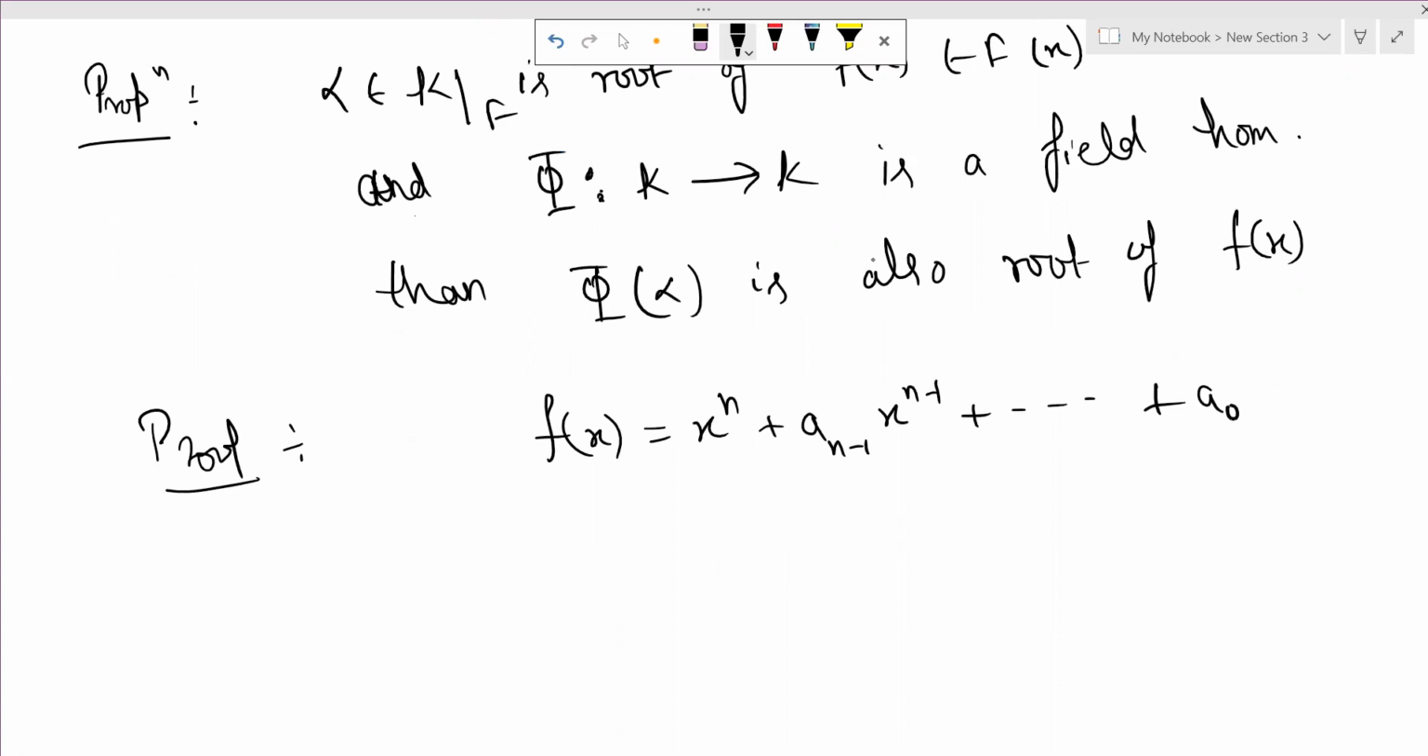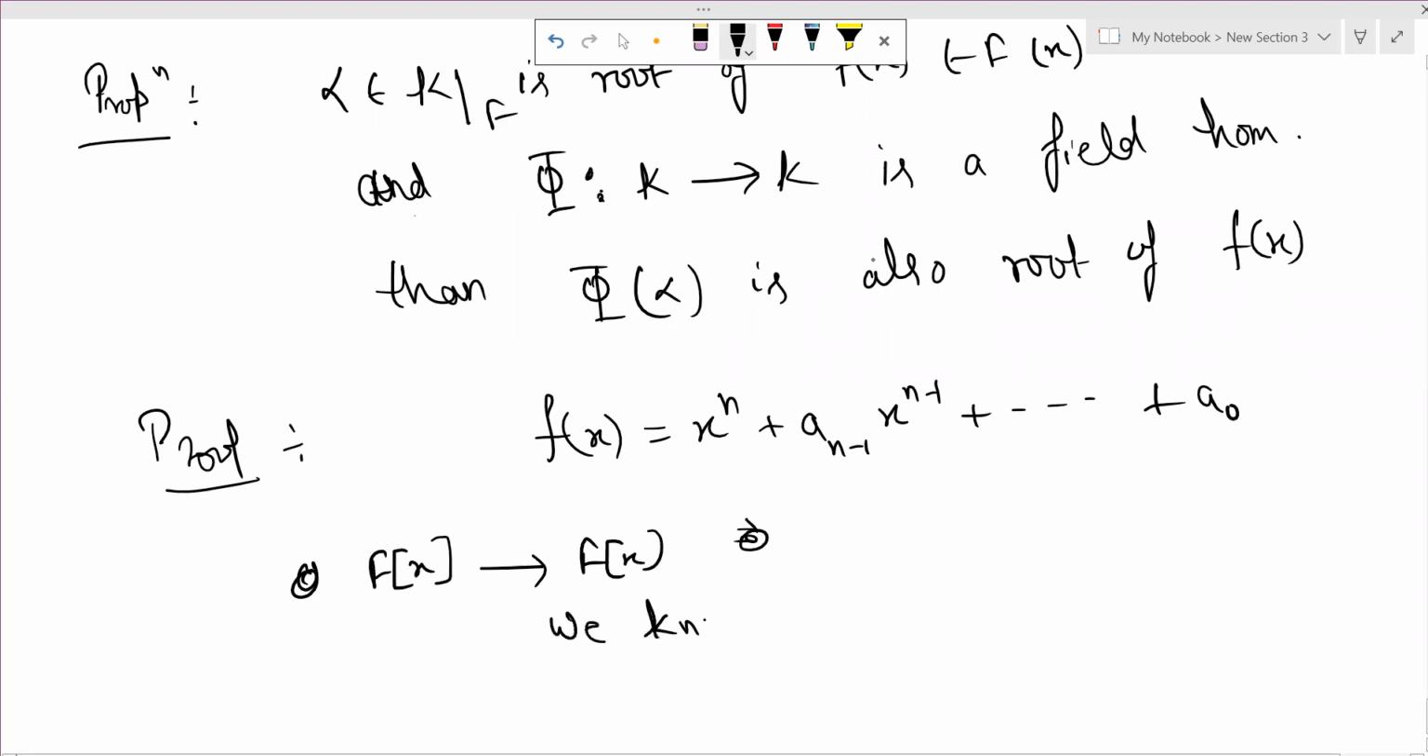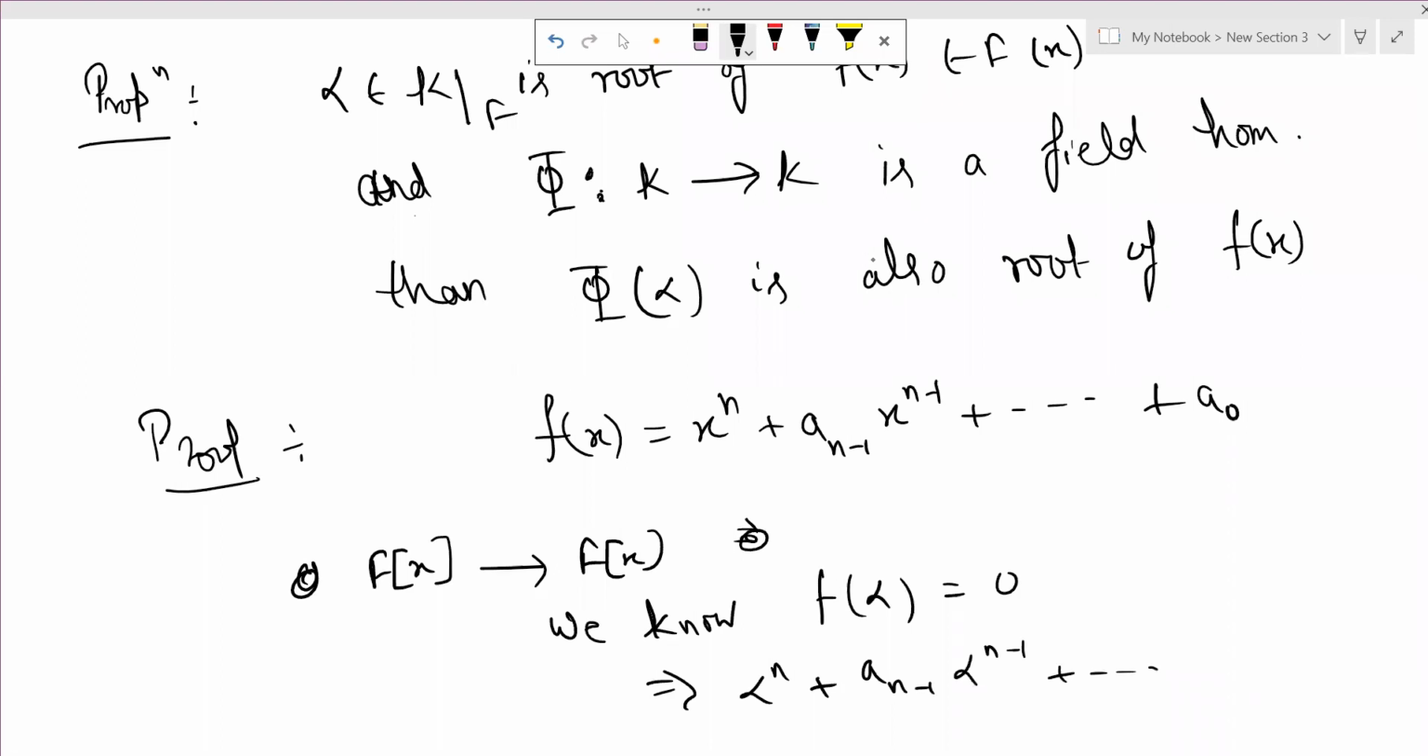So how will you say this? This field under this homomorphism, f(x) to f(x), this one goes where it goes. You can see alpha satisfies this one. We know f(alpha) = 0. That means alpha^n + a_{n-1} alpha^{n-1} + and so on + a_0 = 0.